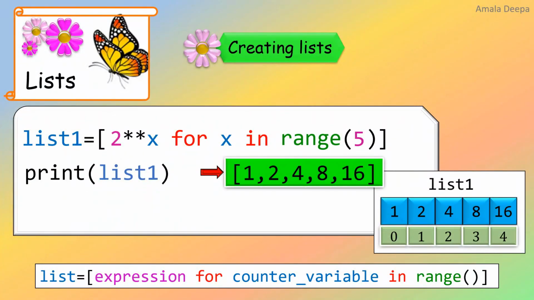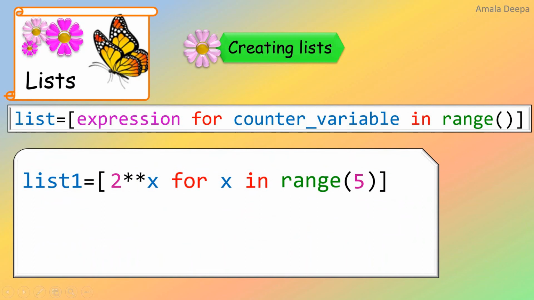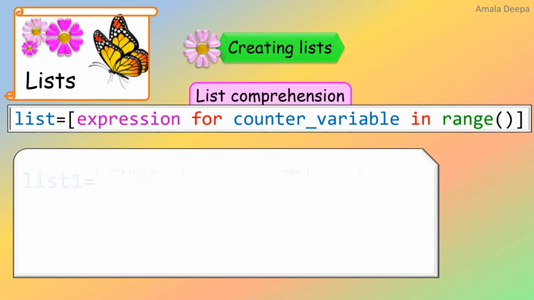So problems will come for you in either way. They may give the syntax, the expression, and ask what the generated list is, or the list may be given and you will be asked to write the expression using this syntax. So this syntax, list is equal to, within square brackets, expression for counter variable in range, is called list comprehension.